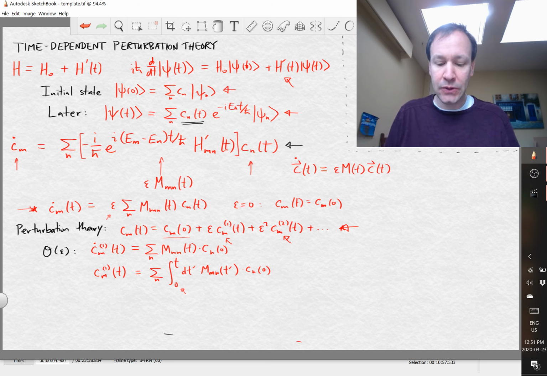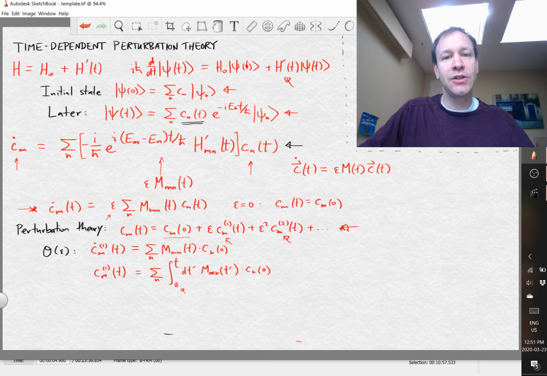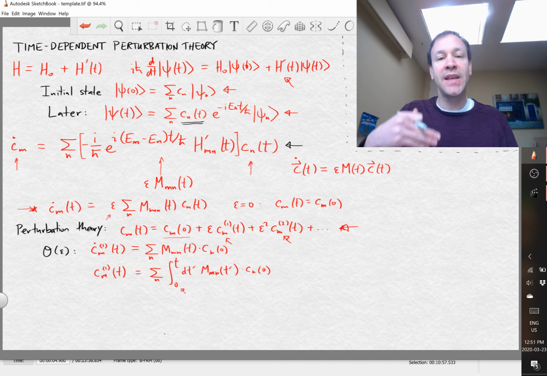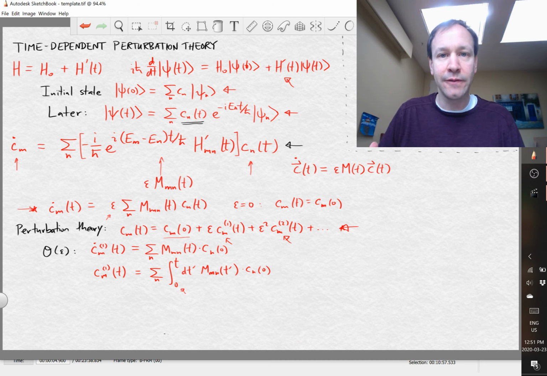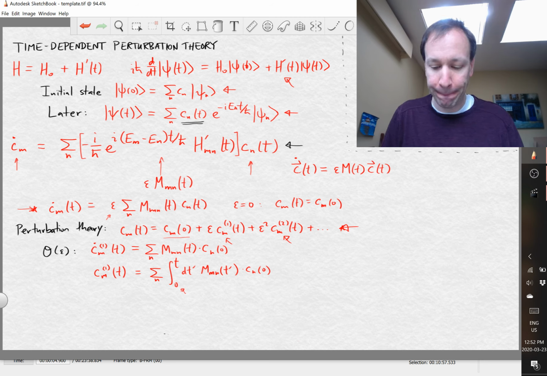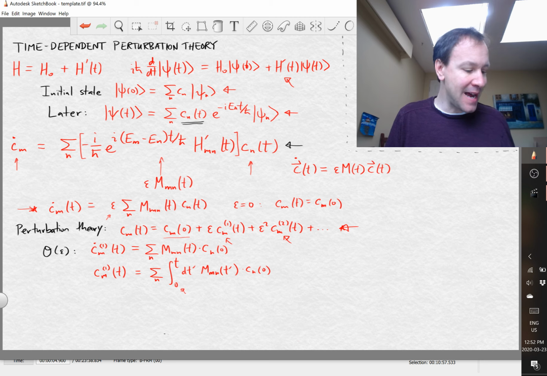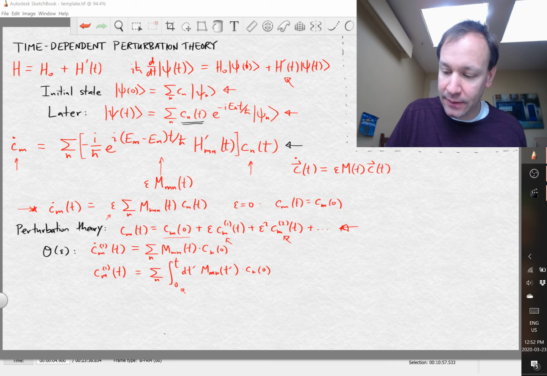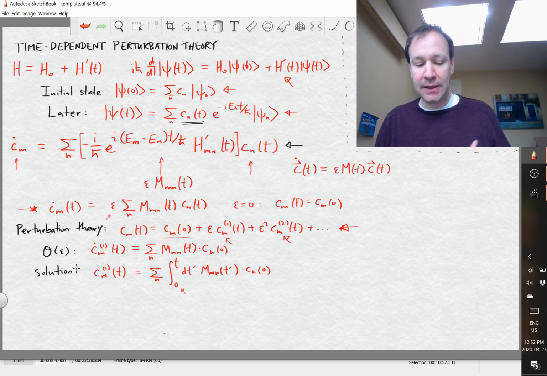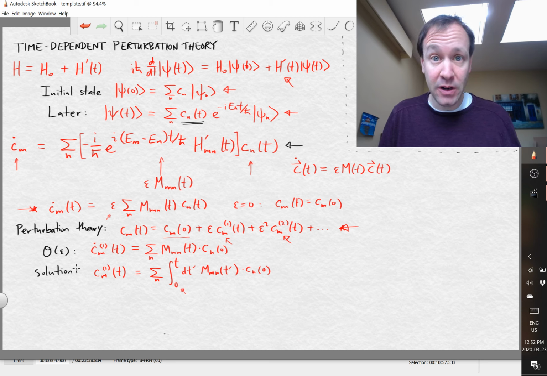But I choose the lower end to be time equals 0, because what I want is that Cm1 should vanish at t equals 0. You can see that if I plug in t equals 0 to the right-hand side, it's an integral from 0 to 0, so that integral will vanish. And so Cm1 at time equals 0 will be equal to 0, and that's what we want. Great. So that was our solution. This is the answer in first order perturbation theory.